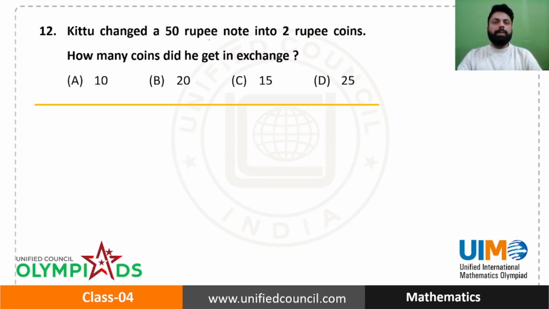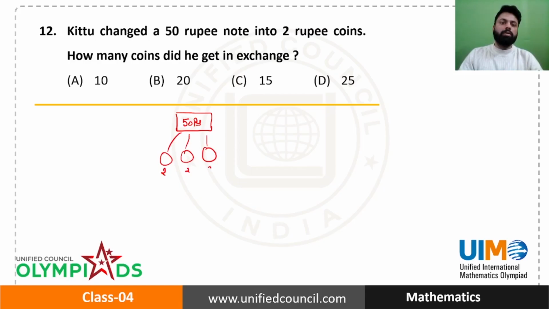Kettu changed a 50 rupees note into 2 rupees coins. So there is a note of 50 rupees and then there will be the coins, each of rupees 2. How many coins did he get? So the number of coins is equal to the total value divided by the value of one coin, that is 2. So this is equal to 25 coins.